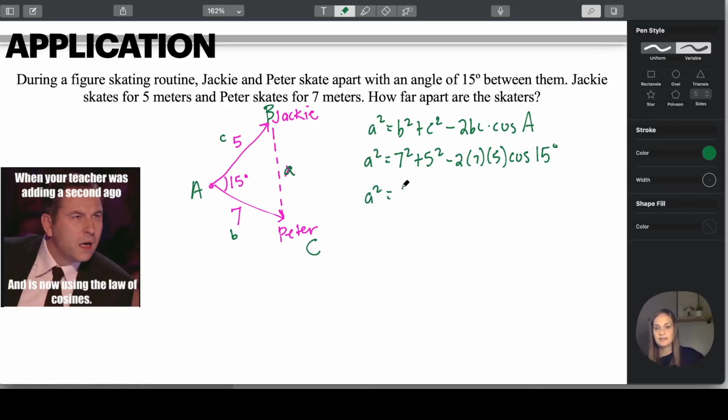And you will get 6.385. Now, be careful. That is A squared. We don't want A squared. We need A, which means you need to take the square root. So the square root of that answer is going to be 2.53 meters.